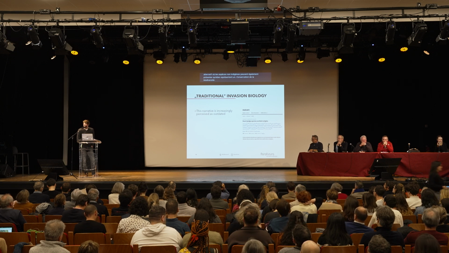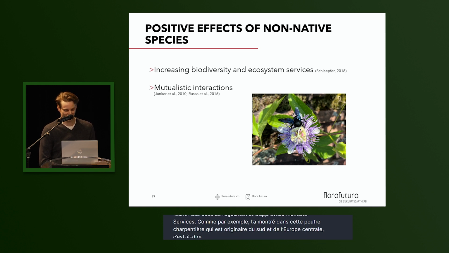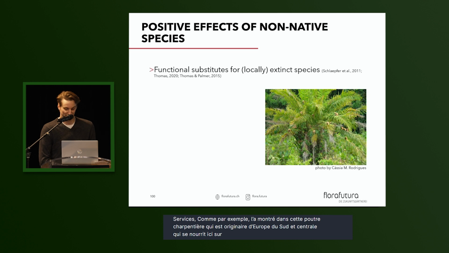Recently, evidence is growing strongly that non-native species can substantially contribute in general to biodiversity and ecosystem services just by increasing the number of species, but also by being in mutualistic interactions with other native species. So non-native species are able to engage in mutualistic interactions with native species and also provide regulating and provisioning ecosystem services, as for example shown in this carpenter bee that is native to southern and central Europe, that is foraging here on a Passiflora incarnata from North America. So non-native species also have been shown to compensate local species extinction driven by humans.